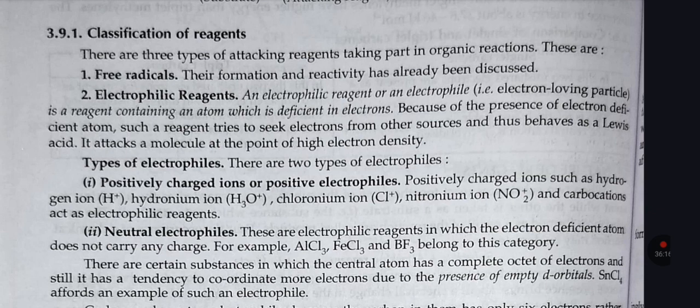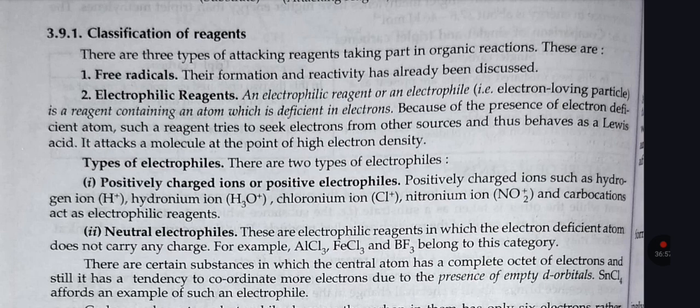Second, electrophilic reagents. An electrophilic reagent or an electrophile, that is an electron-loving particle, is a reagent containing an atom which is deficient in electrons. Because of the presence of electron-deficient atoms, such a reagent tries to seek electrons from some other source and thus behaves as a Lewis acid. It attacks a molecule at the point of high electron density. Types of electrophiles. There are two types of electrophile. First is the positively charged ion or positive electrophile.